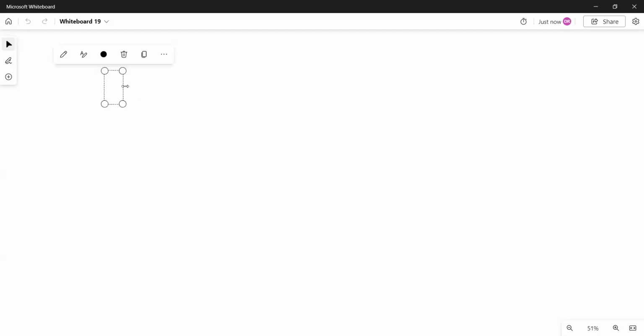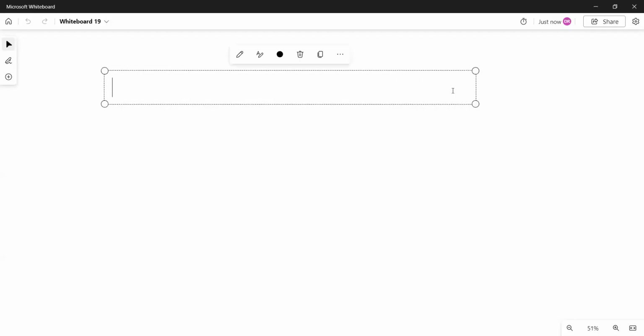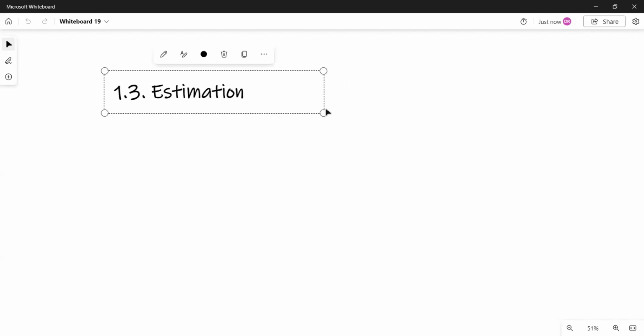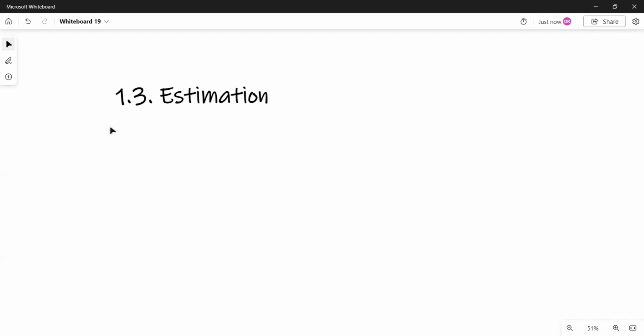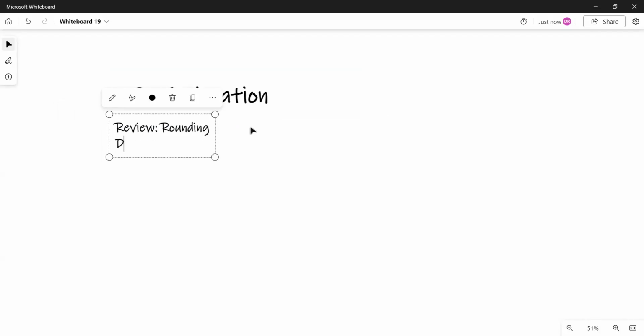Hello, I'm covering section 1.3 on estimation. But first, I will do a brief review on rounding. So, how to round up or round down. It has two basic steps.